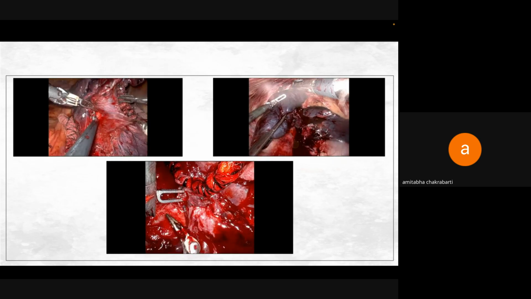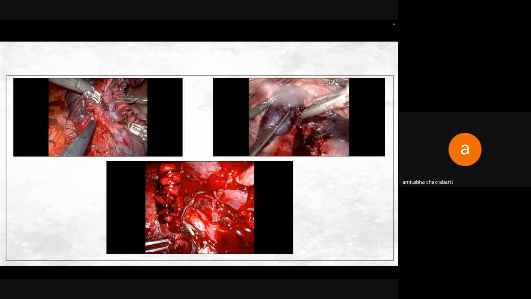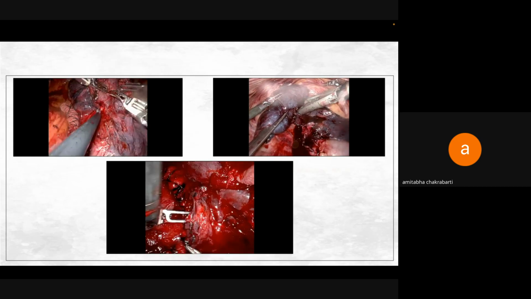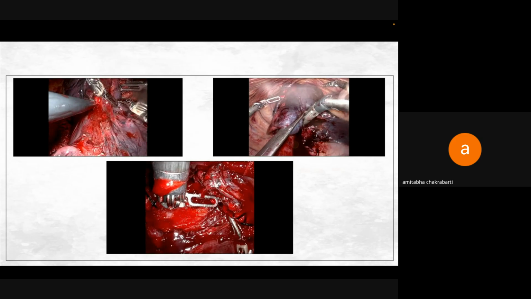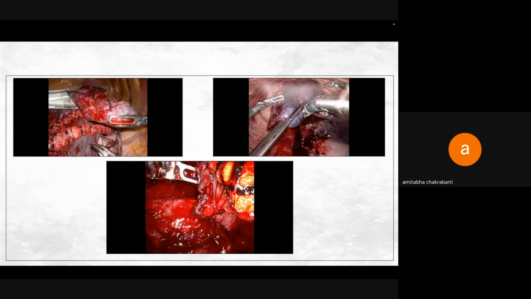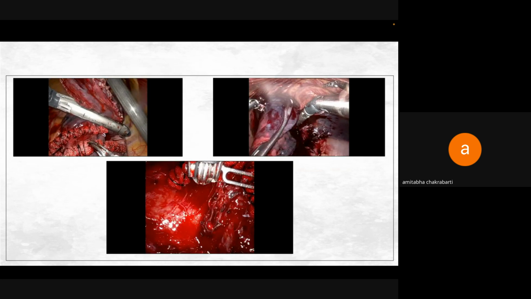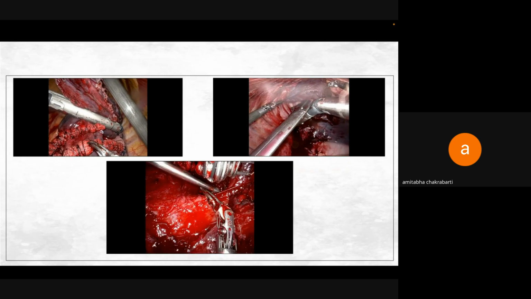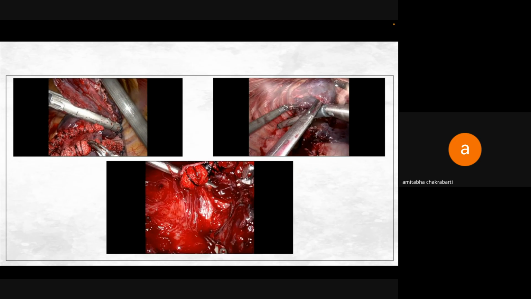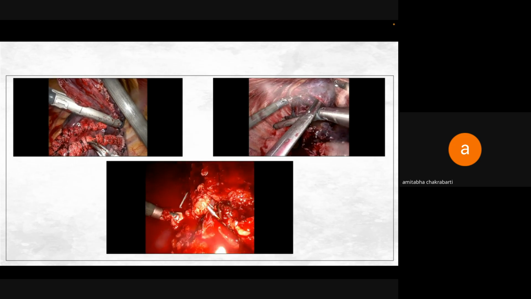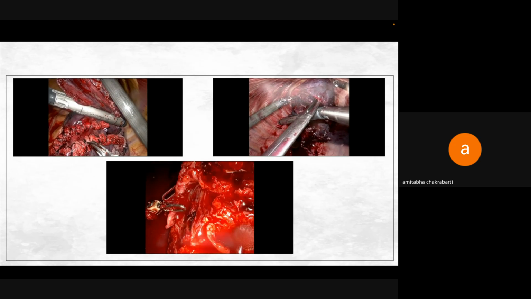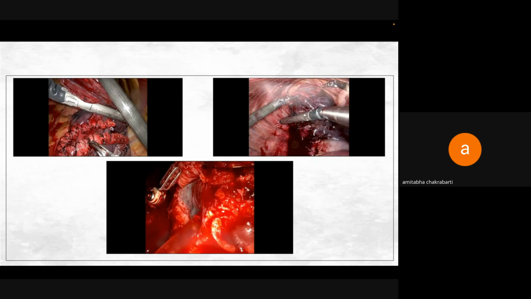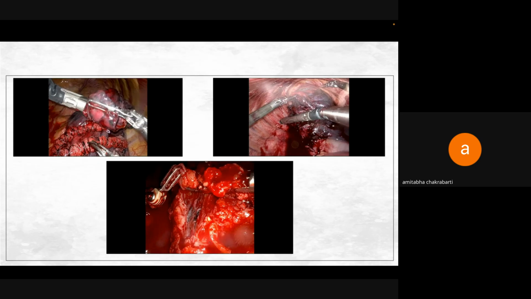These are some other clippings, where we are operating on a TB lung. You know, in the tuberculous lung, particularly in our country, we have plenty of patients who cough out blood, and the lung is densely adherent to the chest wall. We are operating on it with the help of this robotic hand with a small incision, so there will be less pain and recovery will be much better.